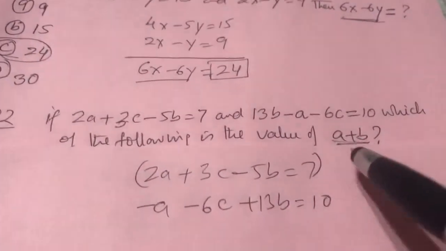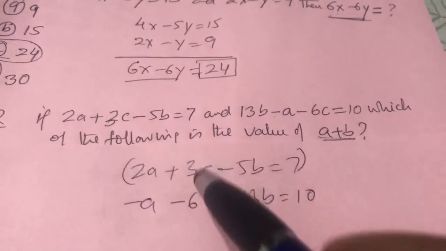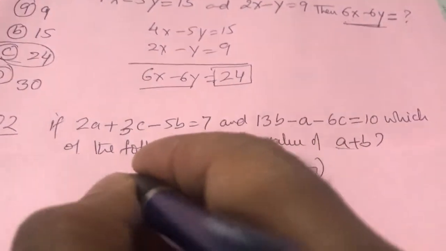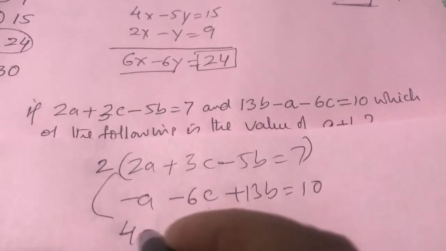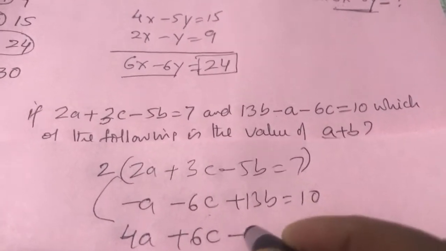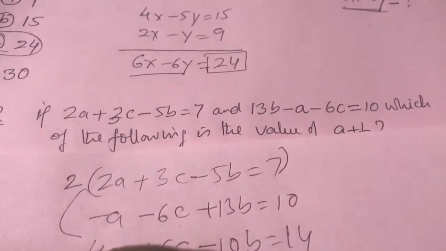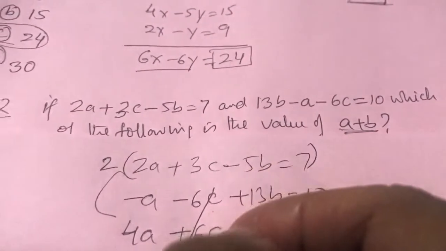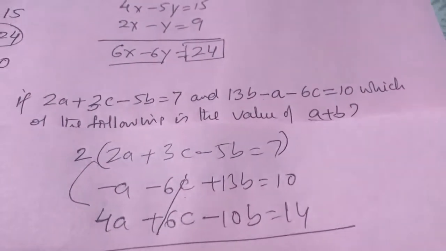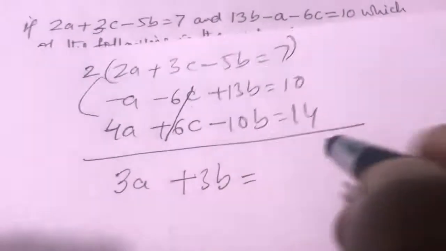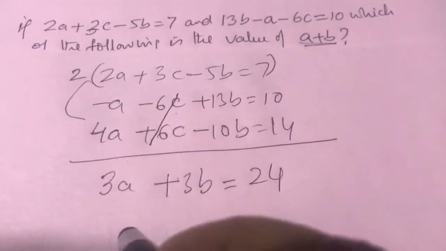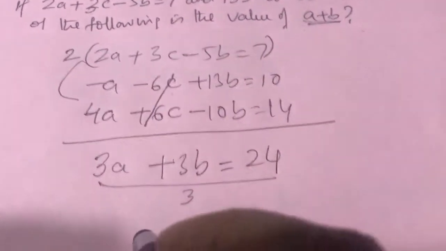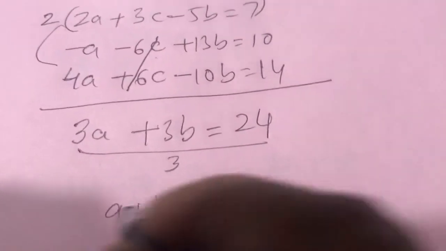So what you do, since your question is a plus b, you will try to eliminate c. And to eliminate c, you multiply everything by 2. If you multiply everything by 2, you get 4a plus 6c minus 10b equals 14. And now, if you look at that, c's are gone. If you add them down the way I did the previous question, this is 3a, this is plus 3b, and then this is 24. So now we're looking for a plus b. I can divide the whole equation by 3, and then I get a plus b equals 8. So my answer is 8.